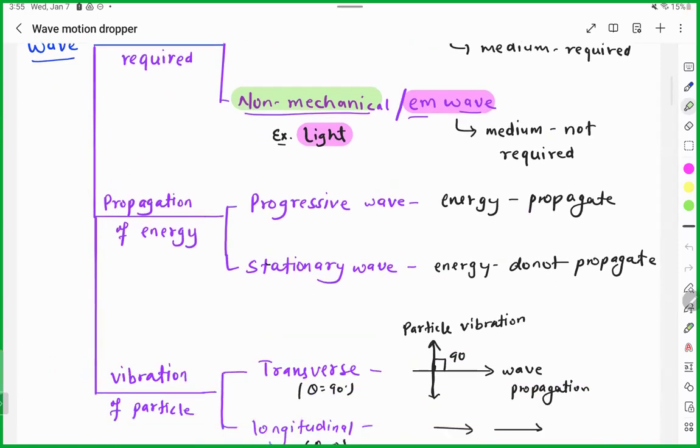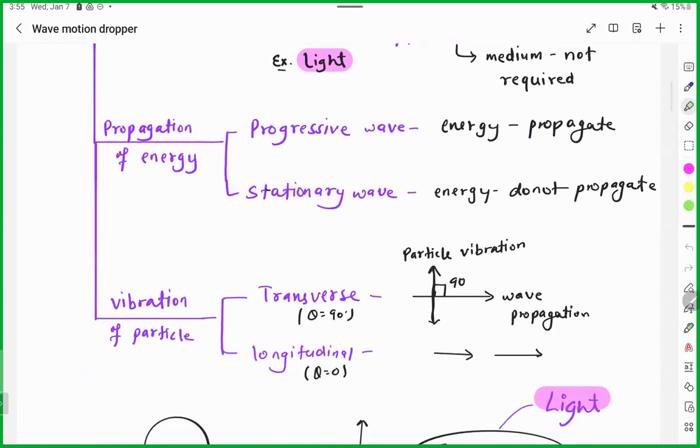Based on propagation, if energy propagates, then it is a progressive wave. If energy does not propagate, it is a stationary wave. We have both progressive wave and stationary wave. Progressive means completely, continuously moving. Stationary means ultimately there is no movement at the ends. Transverse means moving up and down, longitudinal means moving forward or backward.